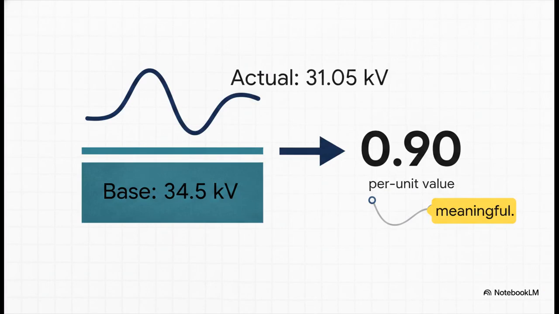Let's look at a quick example. 31.05 kilovolts divided by a 34.5 kilovolt base gives you 0.90 per unit. Now, the math there is incredibly simple, but it's that base label, the metadata of 34.5 kilovolt that we firmly attach to it, that actually gives that 0.90 its physical meaning in the real world.